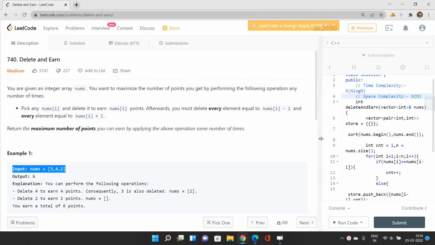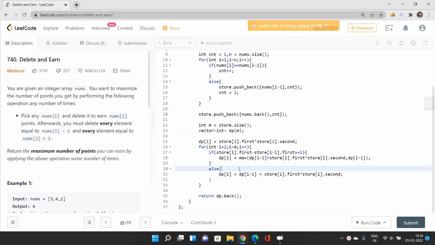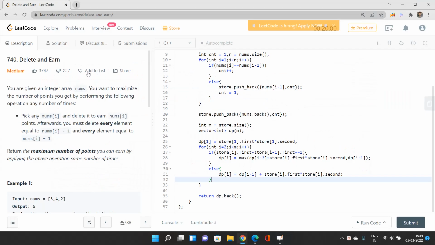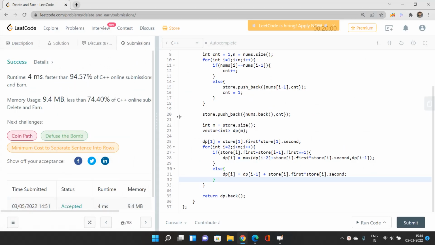You can see in my code, this is the else part. So we are going to write a new term here: dp[i] is exactly equal to dp[i minus 1] plus its element into frequency, because the difference is not 1, it is greater than 1, so we can choose the previous element also. This is the exact equation that you are going to write. Let's head over to the code to understand in detail how things will work.